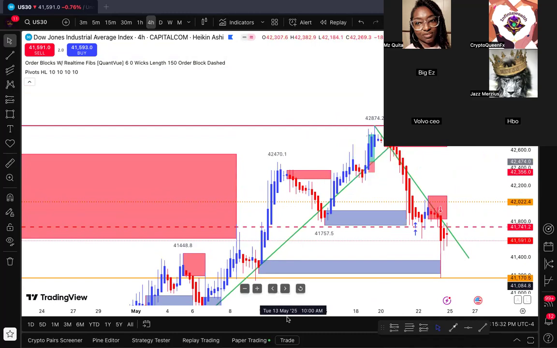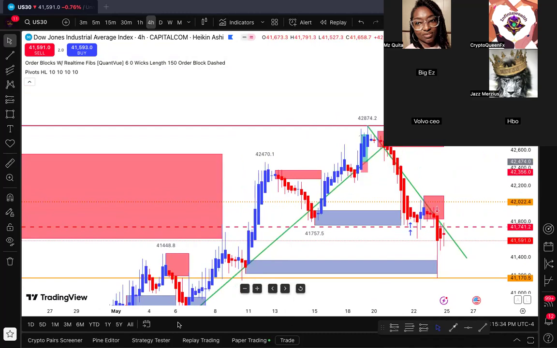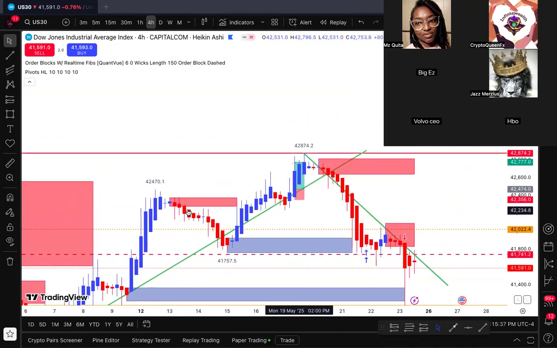And when I called this one over here this week, I was looking for it to break this order block here. That is when I called for this one on Monday.